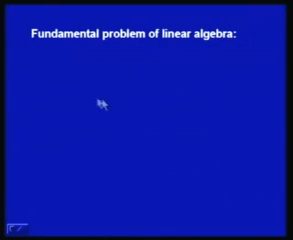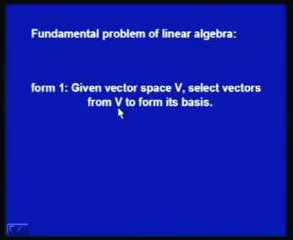Now, we talk about the fundamental problem of linear algebra, which is given in two different forms. Form 1 suggests that, given a vector space V, we select vectors to form a basis for V.